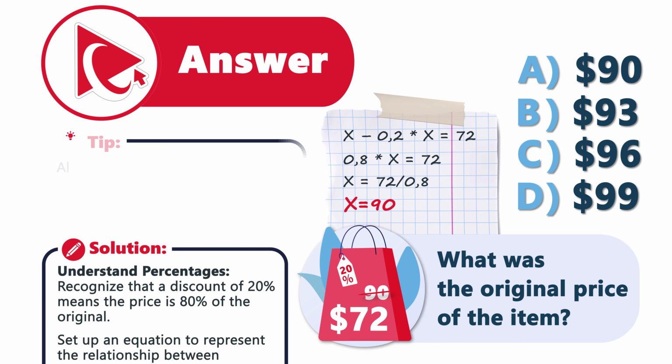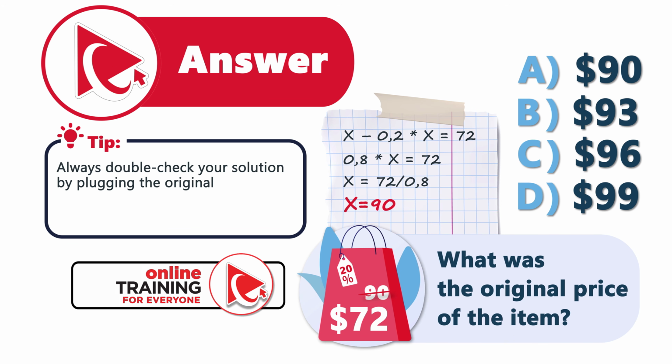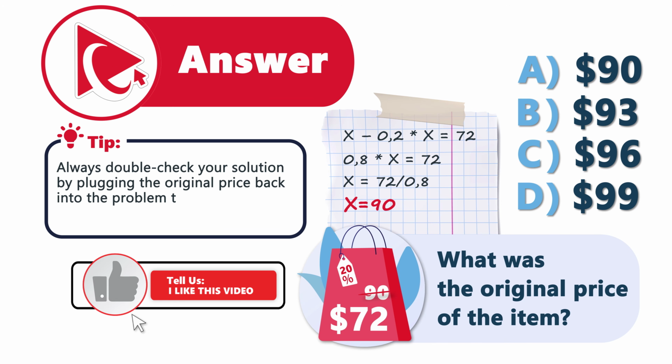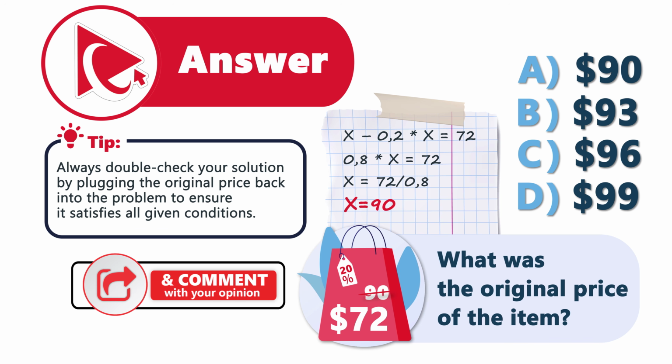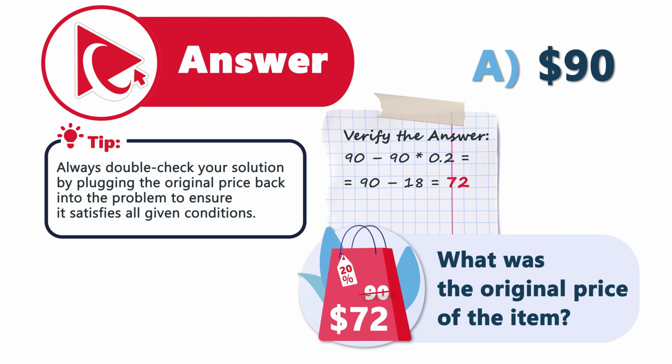The tip I would like to leave you with is always double check your solution by plugging in the original price back into the problem to ensure it satisfies all given conditions. Let's do it together. Because our answer is 90, let's verify it. 90 minus 90 multiplied by 0.2 equals 90 minus 18, which equals 72. So the correct answer here is choice A, 90.